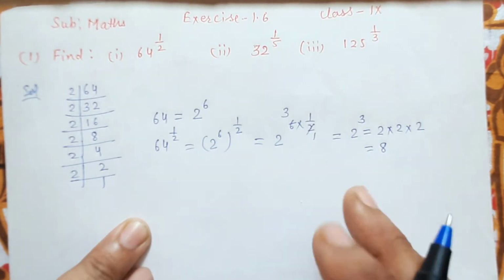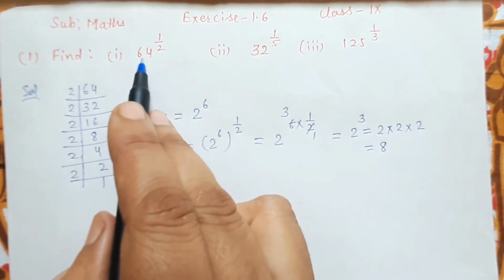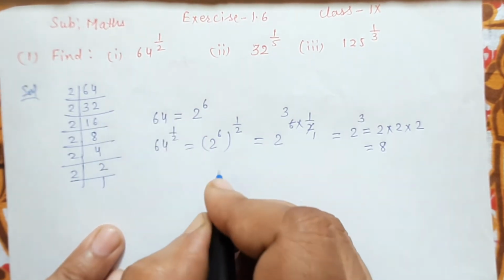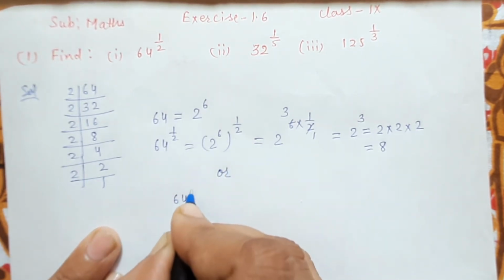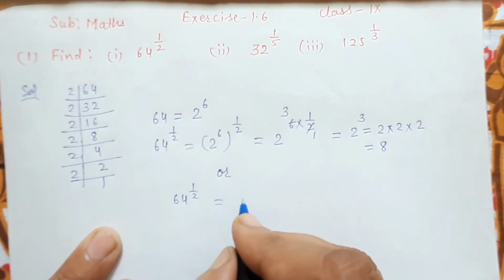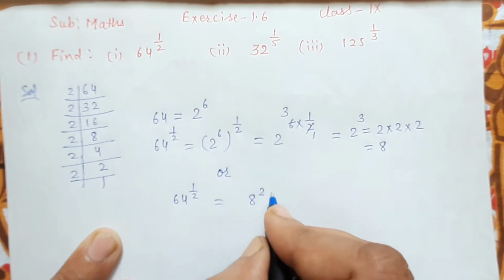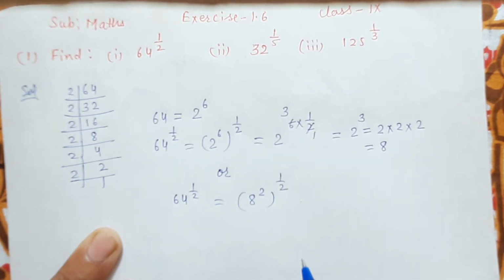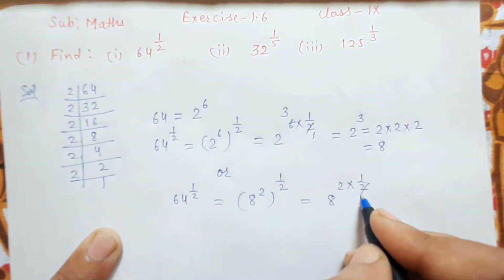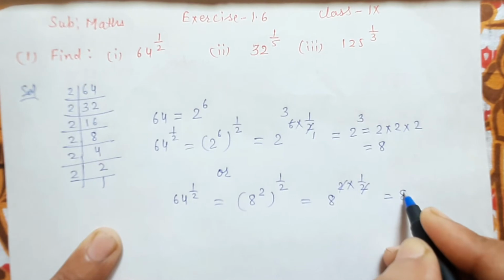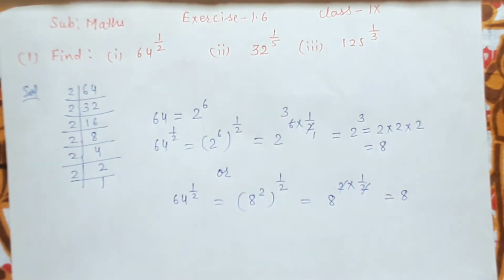Or this can be solved directly also, because it is very easy, 64 is a square number. Hence 64 raised to power 1 by 2 can be expressed as square of 8, power 1 by 2. Then 8 to the power 2 into 1 by 2, the 2s cancel. Answer is 8. So any method can be applied here to solve the problem.